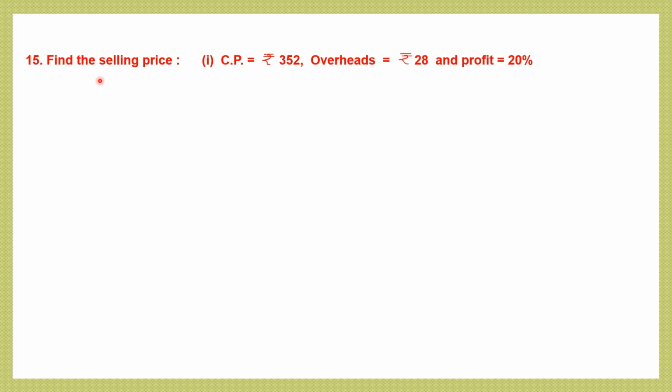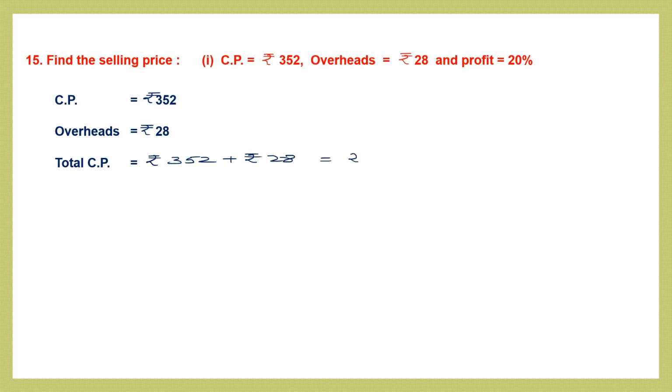Question 15. Find the selling price. Cost price is given, overheads is given, and the profit percent is given. So cost price is 352 rupees. We are also given the overheads, which is 28 rupees. So whenever you have overheads, you must add it up to the cost price and find the total cost price. So now total cost price will be 352 rupees plus 28 rupees.